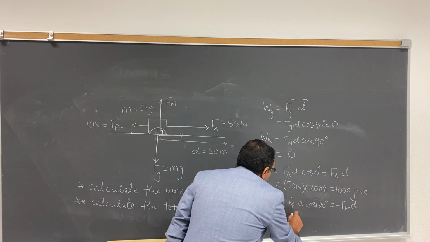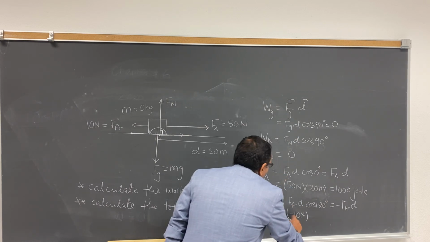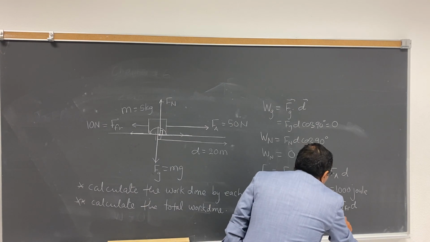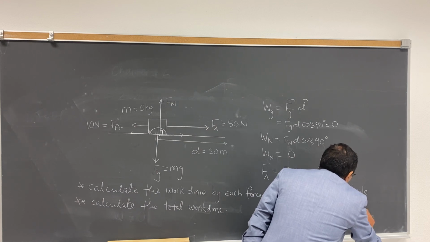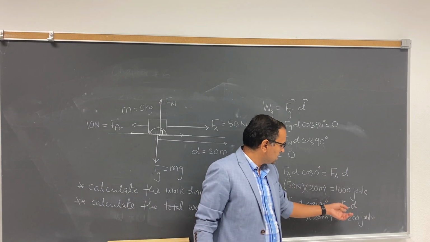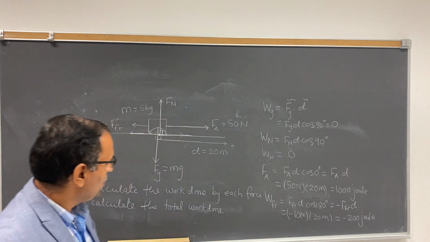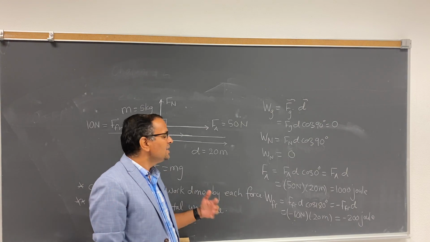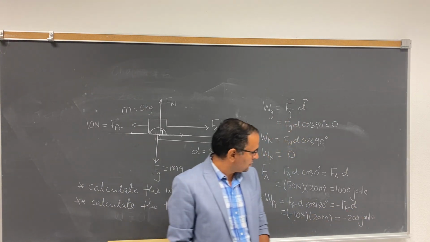Plug in the negative force of friction. The force of friction is 10 Newton and displacement is 20 meters. So this is negative 200 joule. Again, for the work done by friction I get negative force of friction times D, because cosine 180 degrees is -1. Or simply keep in mind, the work done by friction is always negative. You can directly write down negative force of friction times D. You can use this formula.